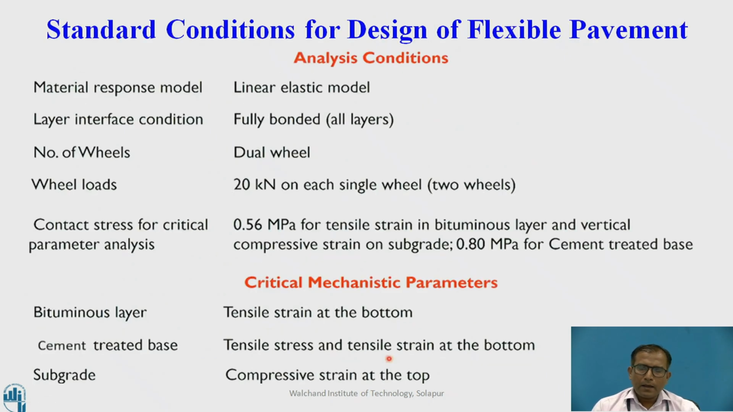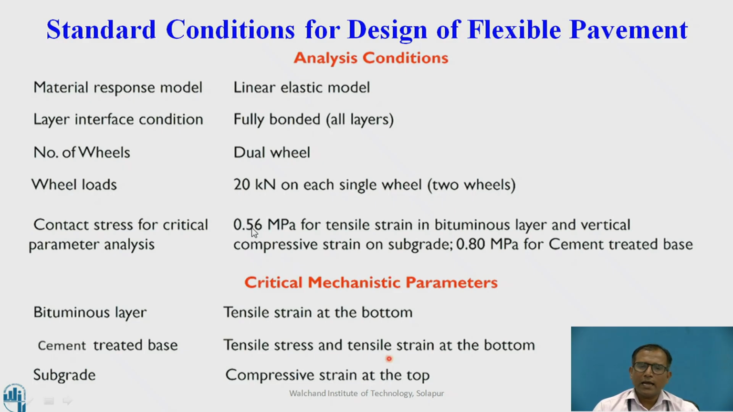Now the analysis condition. The standard conditions considered for the design of flexible pavement: it is a linear elastic model, that is, when you release the load, the pavement material returns to its original shape. That is the purpose of going for the linear elastic model. And layers are fully bonded, and the wheels considered are dual wheels, each carrying 20 kilonewton. Two wheels, each wheel carrying 20 kilonewton.